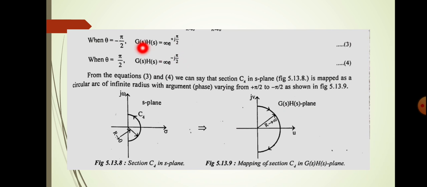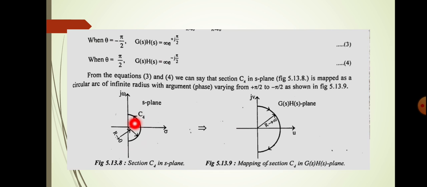See here, we have to draw this in the G of S and H of S plane, which is having real axis and imaginary axis. You should remember that it will be either a semicircle or a circle, right? But it will have the infinite radius. So when we have this curve in the S plane, which is a Nyquist contour, it goes from minus pi by 2 to plus pi by 2. So the arrow mark will be looking like this.